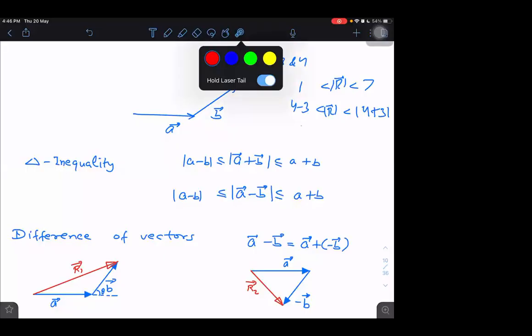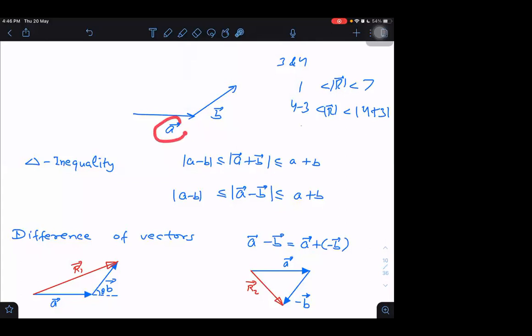So what I said is that if I have two vectors of magnitude given as 3 and 4, then their resultant can have magnitude minimum possible 1 and maximum possible 7. How do I get 7? By adding the magnitudes separately. I am assuming A is of length 3 and B is of length 4.